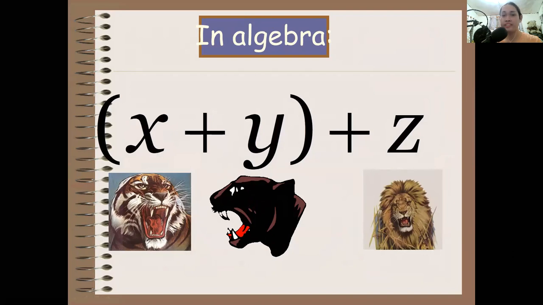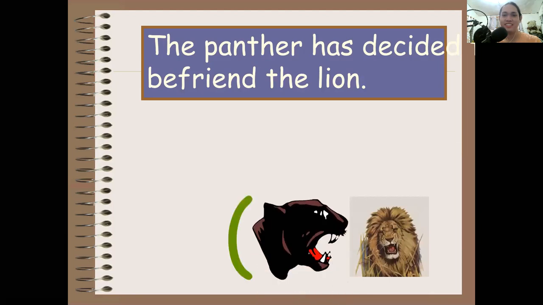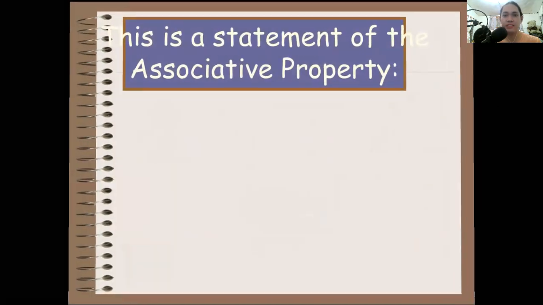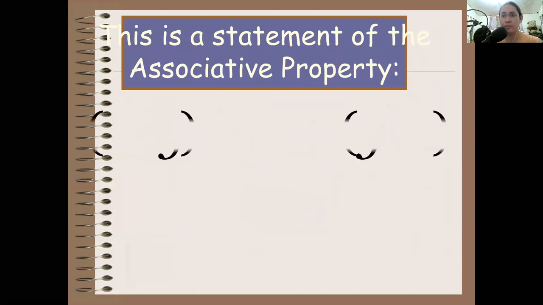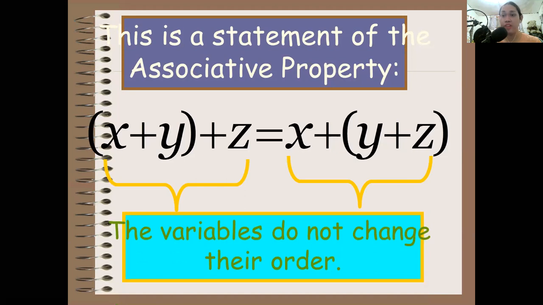So x plus y, where x and y are grouped, plus z. So the panther has decided to befriend the lion, so the tiger is left out. So it can also be equal to x plus the quantity of y plus z, where y and z are grouped. In short, the quantity x plus y, close quantity, plus z is equal to x plus the quantity of y plus z. So that is the meaning of the associative property. In short, the groupings will not affect the sum or the product of the expressions or numbers. So the variables do not change their order.